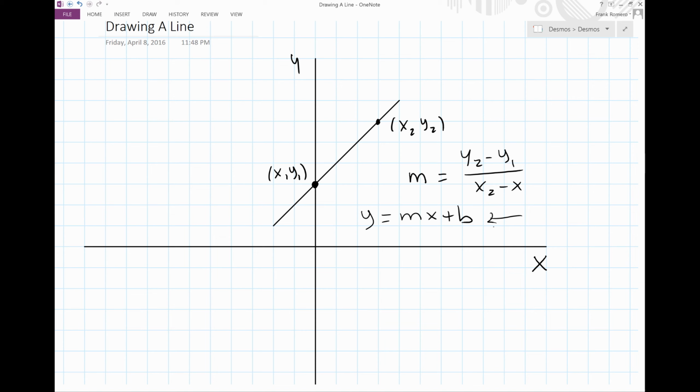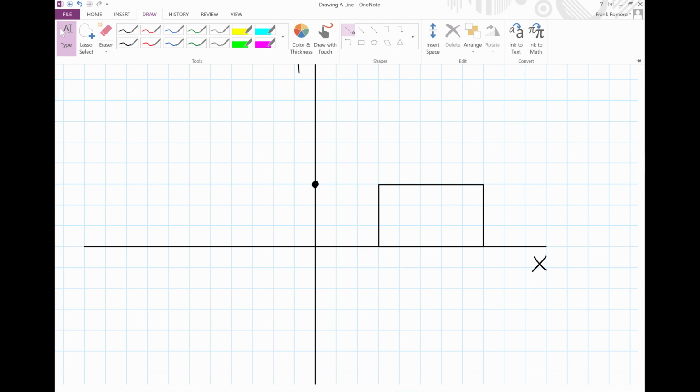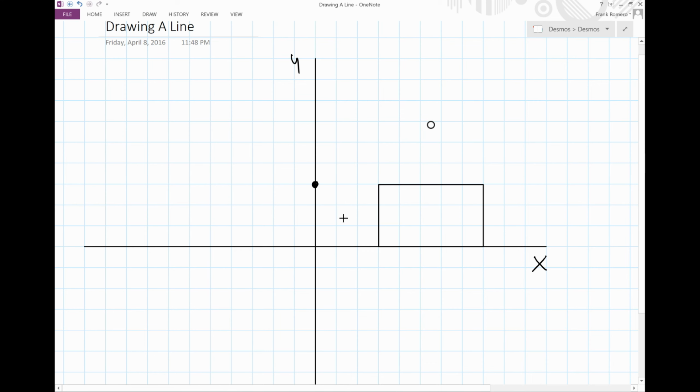So how does this work? Let's erase these things here. How does this equation of a line work? How's it going to work for us? Let's say you have a box, or a rectangle. Let's say a rectangle. And I'm going to draw a line. And this line, on purpose, will do something like this. We'll go somewhere here, and let's say that's the line that we want.